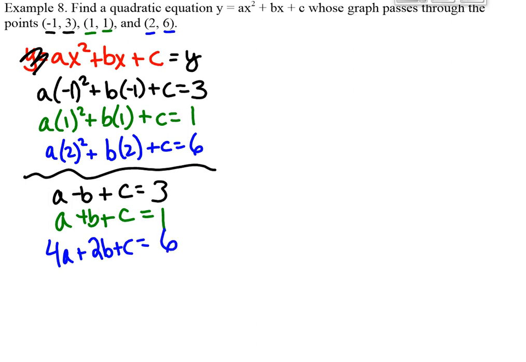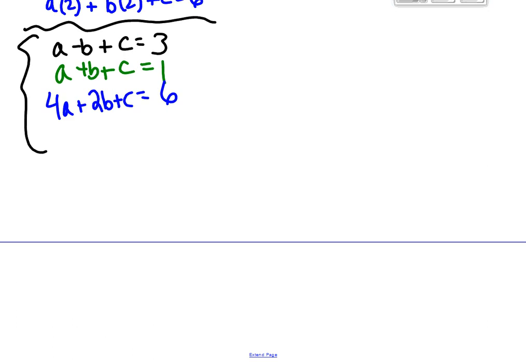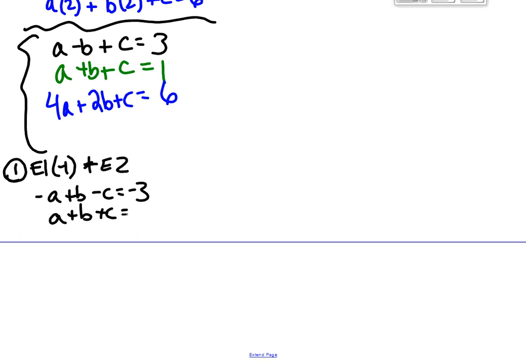So there's my system of equations, and now I'm just going to go through my row operations to get it into echelon form. So first thing I'm going to do is take E1 times -1 and add E2. And so let's see, that's negative A plus B minus C equals -3, and then A plus B plus C equals 1. That gives me 2B equals -2.